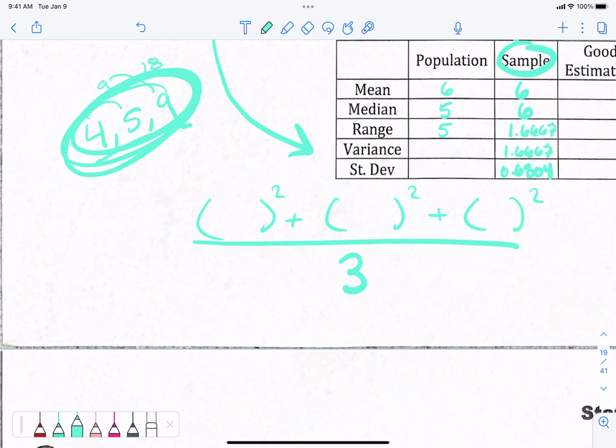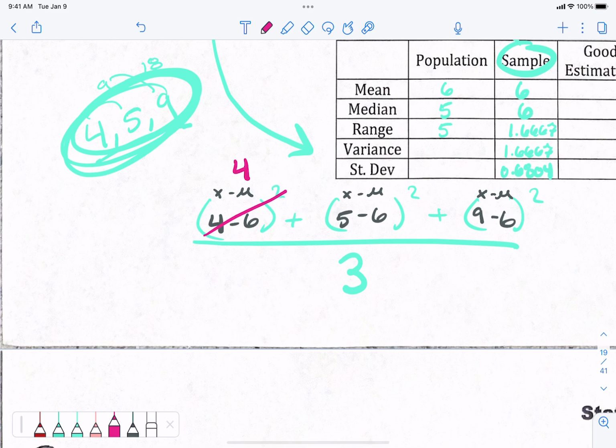Okay? All right, so here in each one of these, we're doing x minus mu, and x minus mu, and x minus mu. Got it? My first x is 4, my second x is 5, my third x is 9, but what's mu for each one of those? 6, right? So subtract 6, subtract 6, subtract 6. Mu is the mean of the population. Got it? Okay, 4 minus 6 is negative 2, and negative 2 squared is positive 4. So there's that one. 5 minus 6 is negative 1, and negative 1 squared is positive 1.